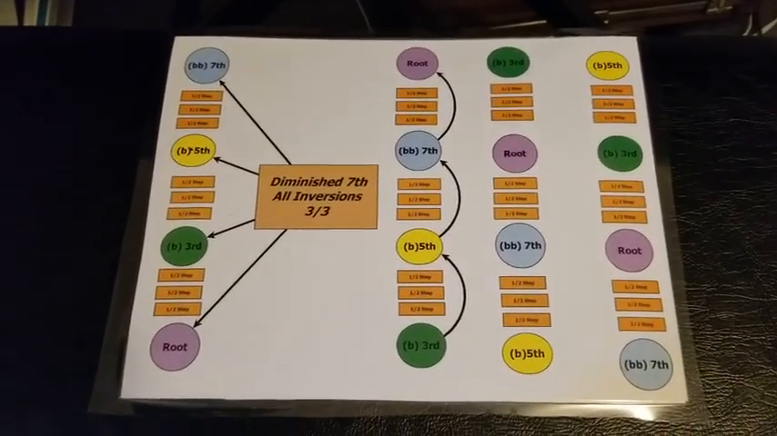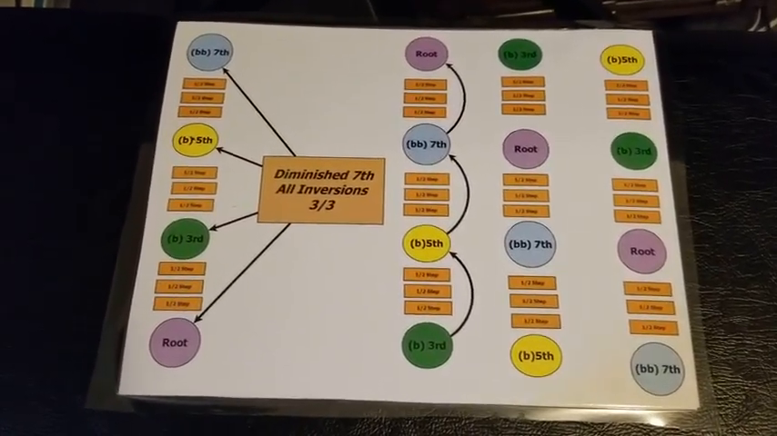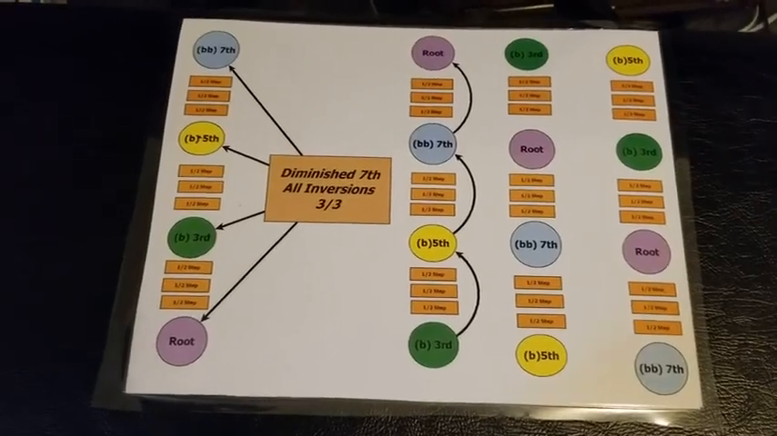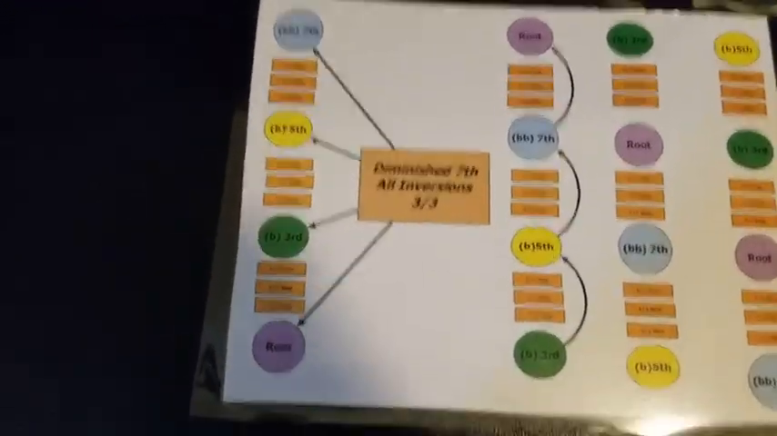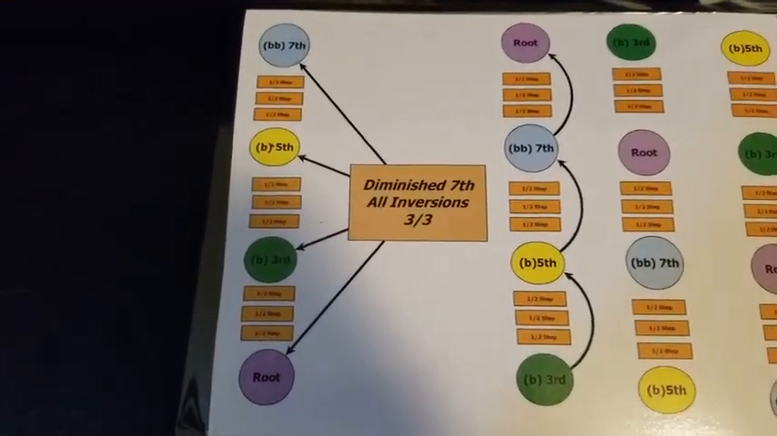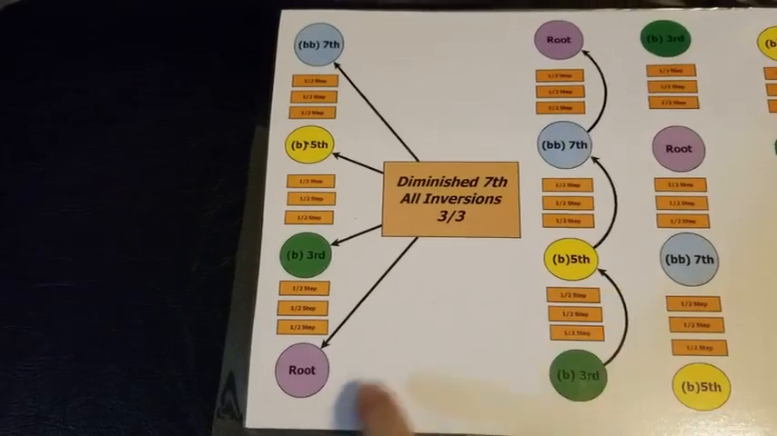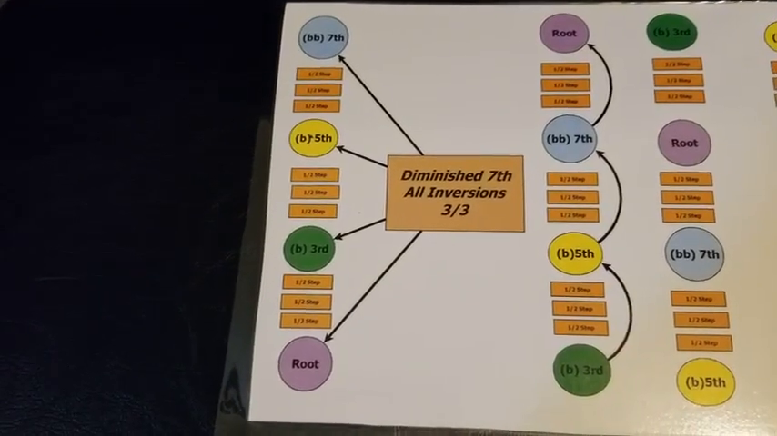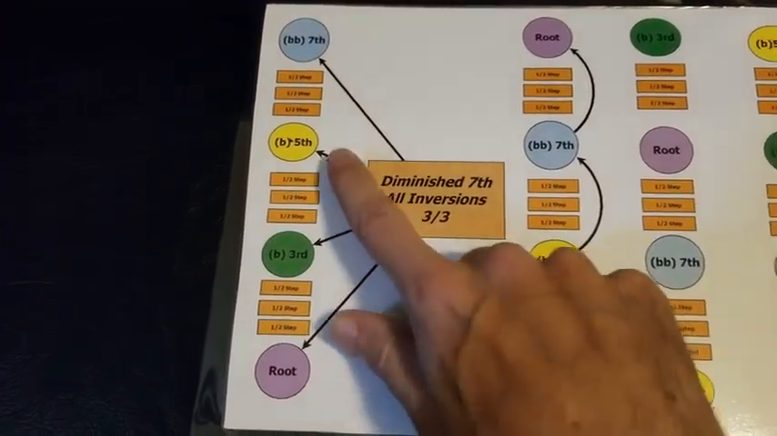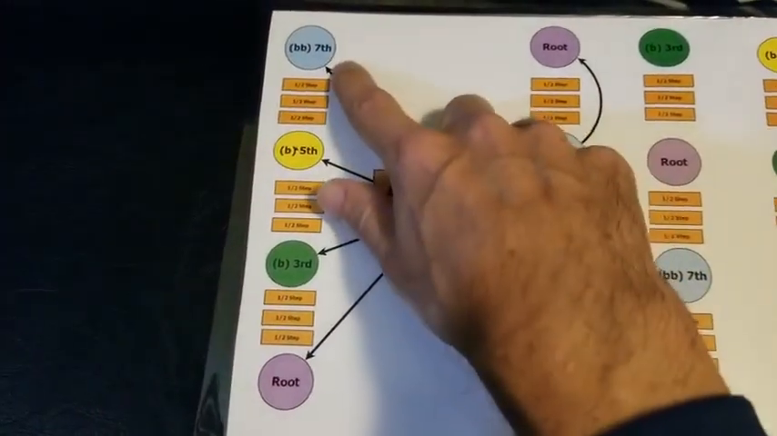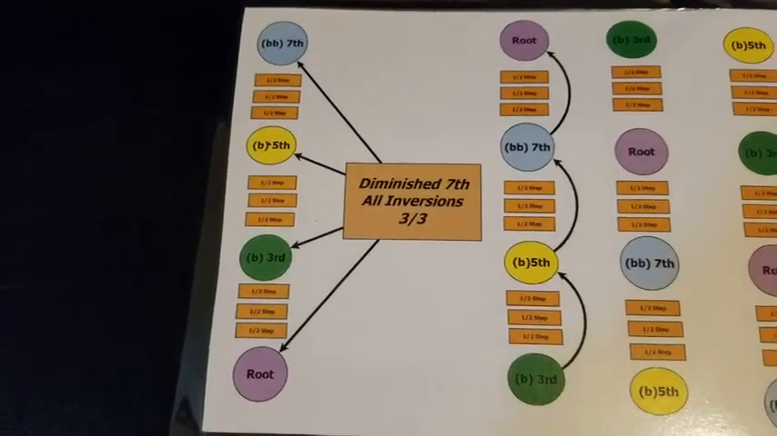Today we're going to be talking about our fully diminished 7th chords. You can see here the chart, which displays what a diminished chord is as far as the structure goes. You're going to have a chord with a root, a flat third, a flat fifth, and a seventh that's flatted twice, a double flatted seventh.